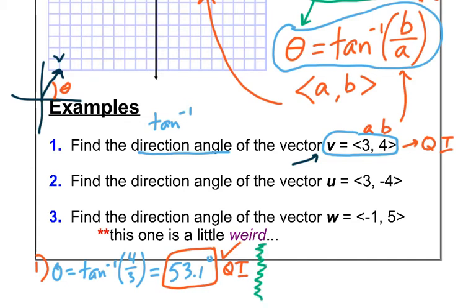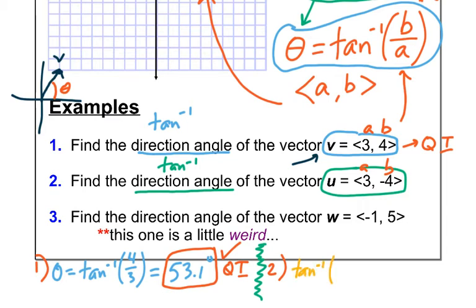All right, welcome back. Here's number 2 now. Number 2, let's find the direction angle. So again, I'm thinking tan inverse formula of the vector u equals 3, -4. Here's my A, here's my B. If I take the tan inverse of B over A, that would be -4 over 3. My calculator should say, how about -4 divided by 3, tan inverse? That would give me a -53.1 degrees.